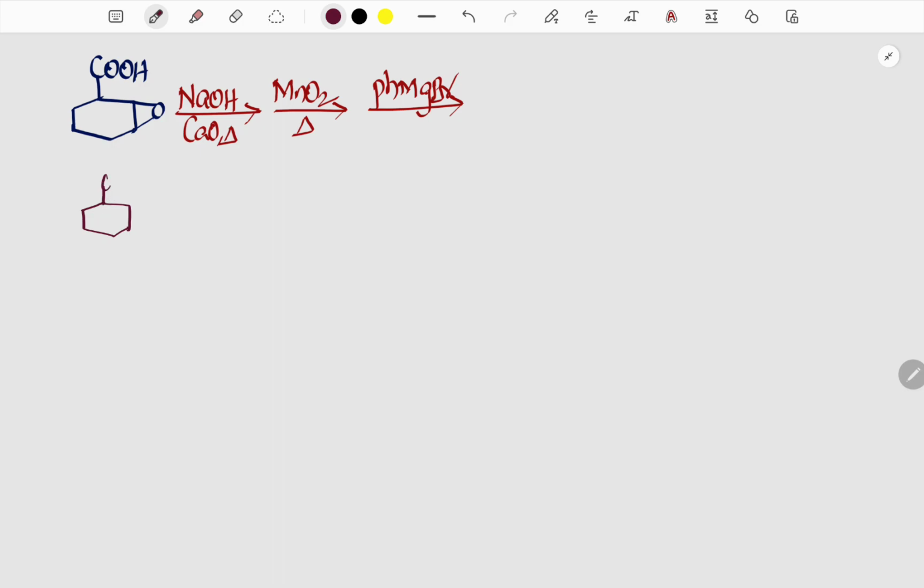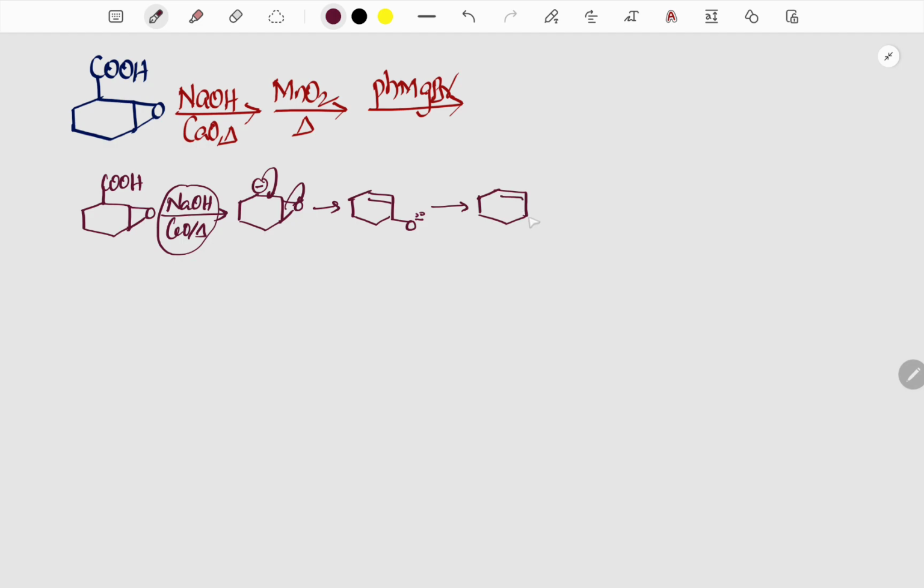So here an epoxide and a carboxylic acid are given. Now it is treated with soda lime, NaOH and CaO, heat. This is soda lime. When it is treated with soda lime, it undergoes decarboxylation and forms the corresponding anion, and of course here the epoxide is present as the leaving group. Finally an allylic alcohol is formed. So this is the first compound, an allylic alcohol.